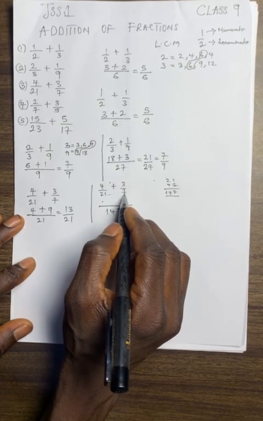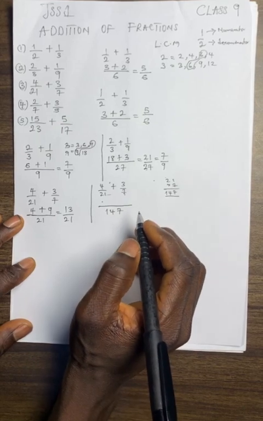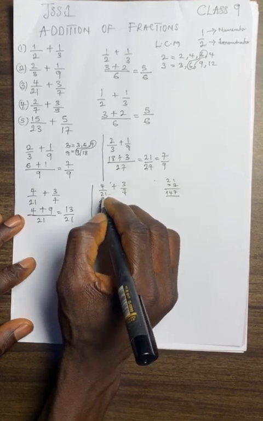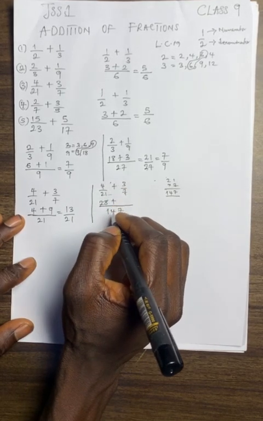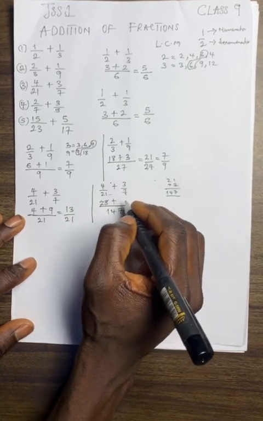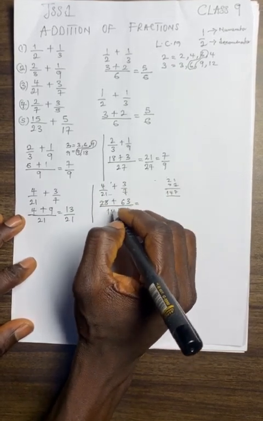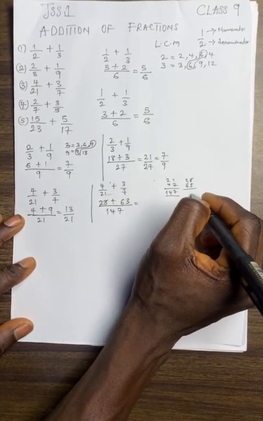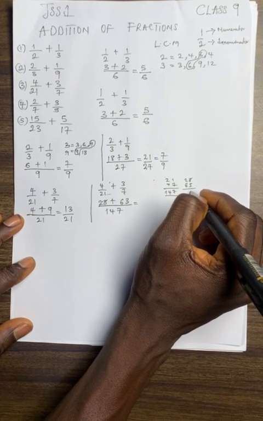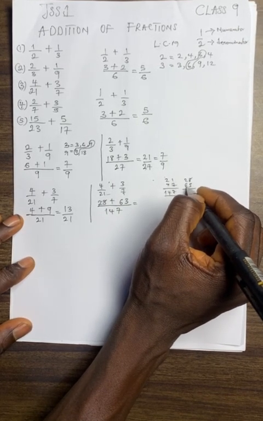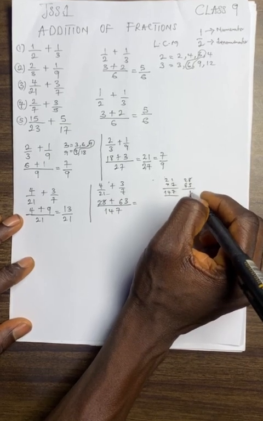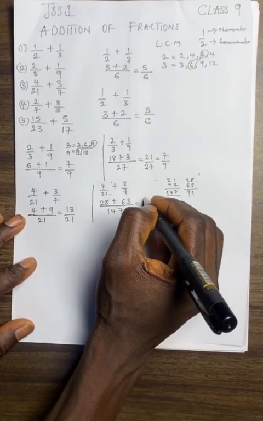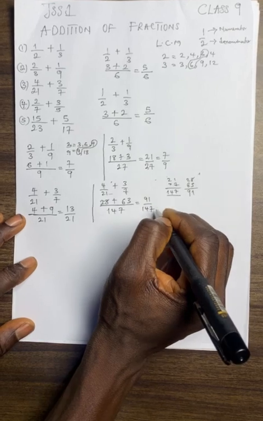That is 7 times 4 is what? 7 times 4 will give us 28 plus 21 times 3. 21 times 3 will give us 63. So we add these two together. That is 28 plus 63. 8 plus 3 will be 11. We have 1, we carry 1 there. 2 plus 6 will be 8, plus this one, 9. So we have 91 over 147.